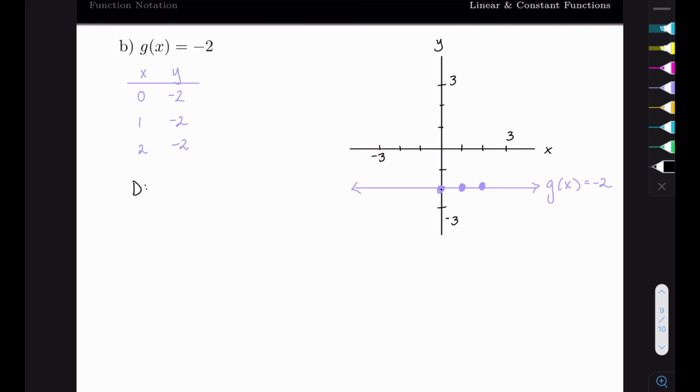So our domain is still anything we want, but our range is just a single value. So again, we're just going to have y being negative 2, and I want to include it in set notation because it's not an interval. We don't really have an interval here because it's a single value. So this will be our proper notation.